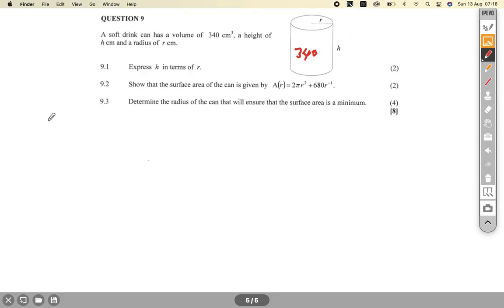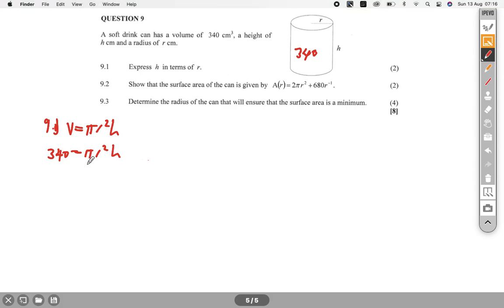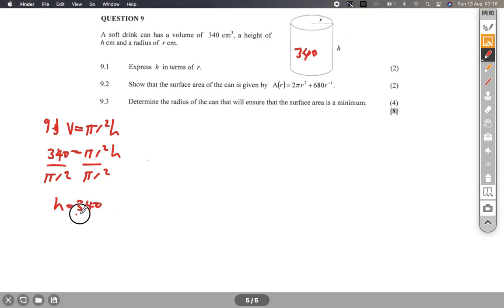So we could simply use our volume formula, which is volume is equal to pi r squared times h. Then our volume is 340 equals pi r squared h. Since they said express h in terms of r, we need to divide both sides by pi r squared so that h can be the subject of the formula. And then we will have h is equal to 340 divided by pi r squared.